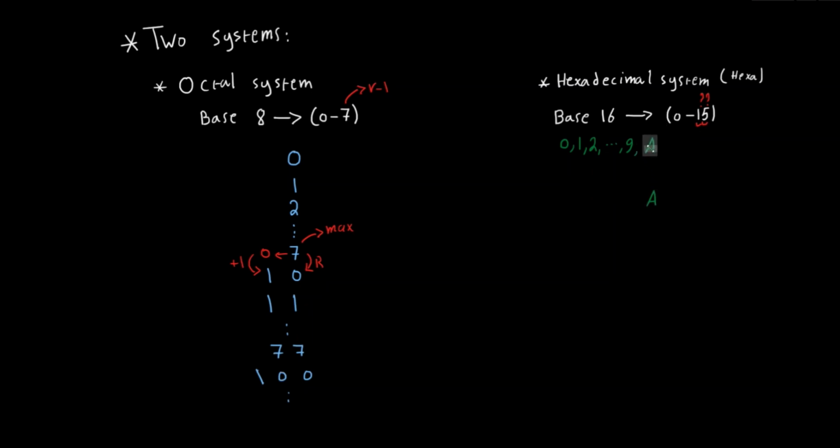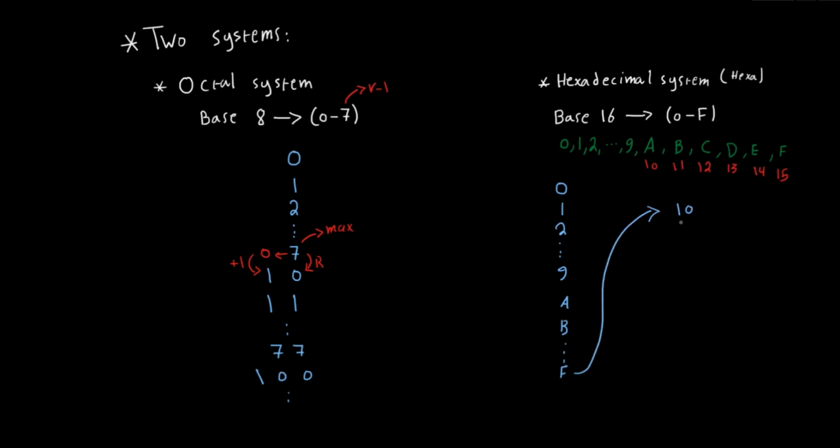So here we have 9, A representing 10, B representing 11, C representing 12, D representing 13, E representing 14, and F representing 15. And the range is from 0 to F. Now that we got this obstacle out of the way, let's count in hexadecimal. 0, 1, 2, up to 9, then A, then B, all the way to F. Then and only then we have 1, 0, as F is the maximum digit in the system. Then 1, 1, 1, 2, all the way to 1F, then 2, 0 and so on.